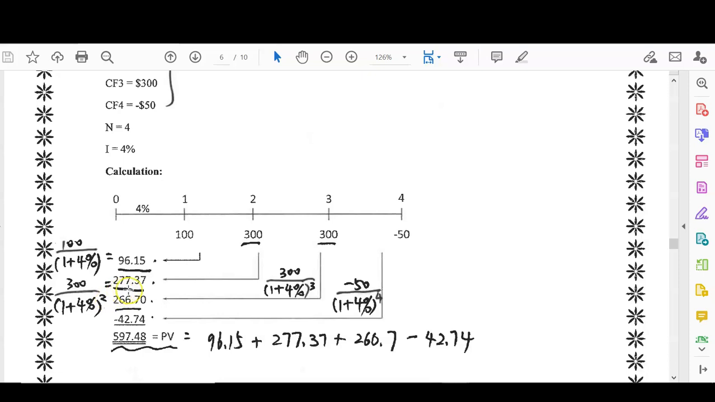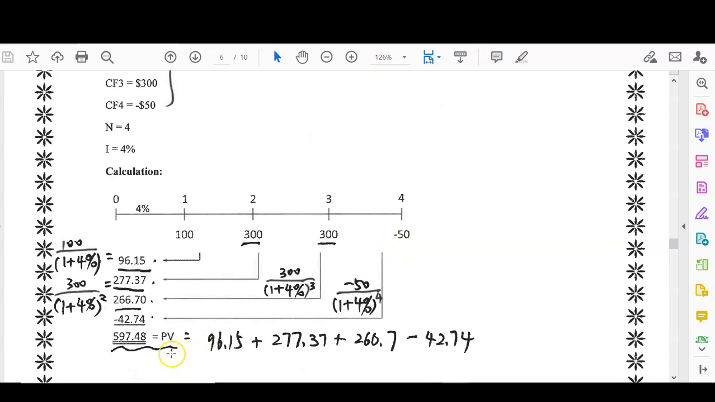And then we have 277.37 as the present value of the second cash flow, 300. For the third cash flow, 300, we divide by (1 plus 4%) cubed. We have 266.7. For the fourth cash flow, negative 50, we divide by (1 plus 4%) to the power of 4. Okay, and then we have negative 42.74 as the present value for the last cash flow.